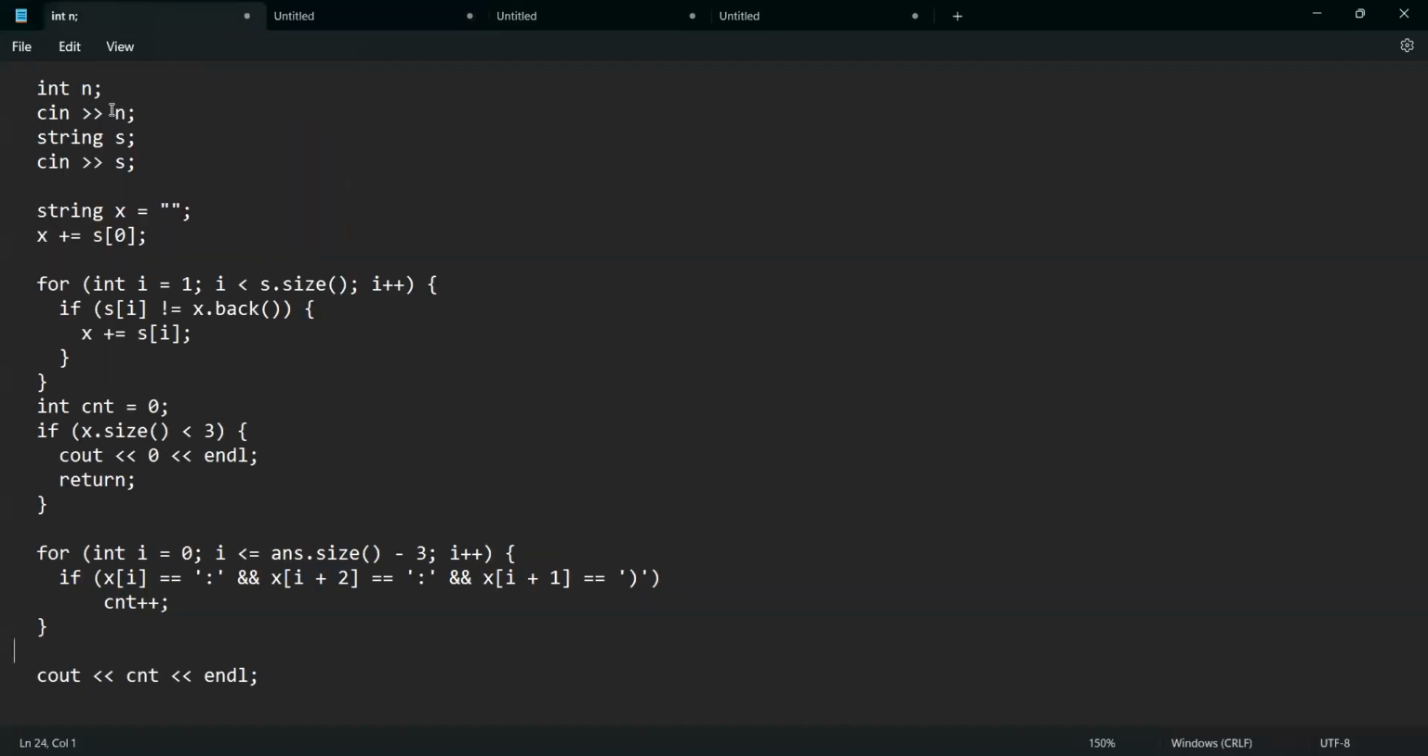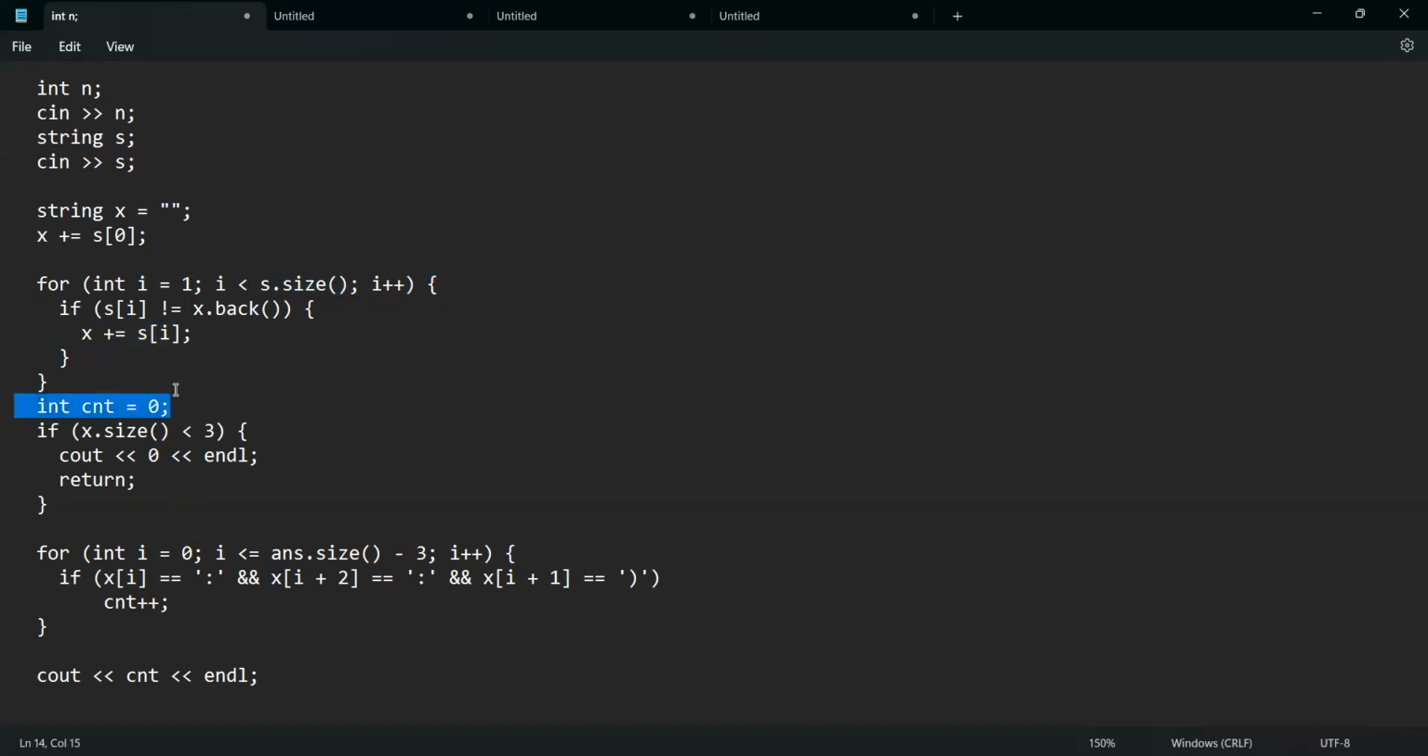Okay, so let's look at the implementation. So this is the implementation. In this, I'm first taking n as input, then string s as input. Initially, my string x is just an empty string, and I'm trying to build this string x from my string s. I'll include the first character of string s as it is in my string X, and then for all the remaining characters, I'm checking if this character is the same as the last character that was included in X, then I'll skip it. Otherwise, I'll include it in my string X.